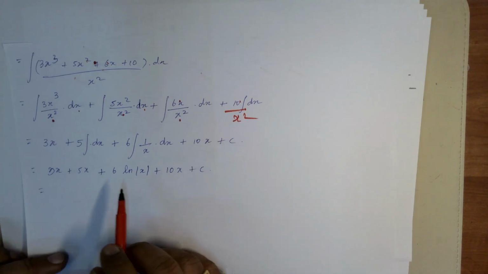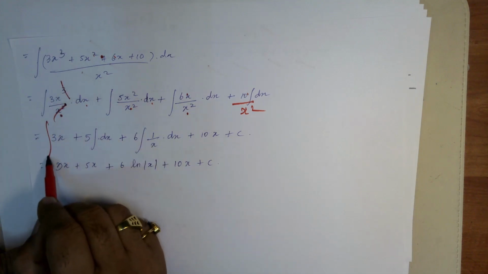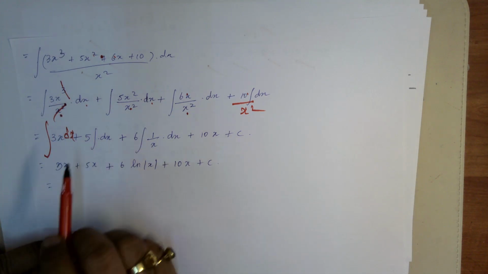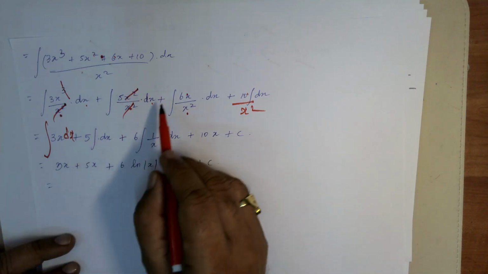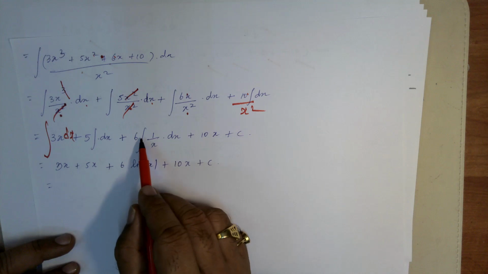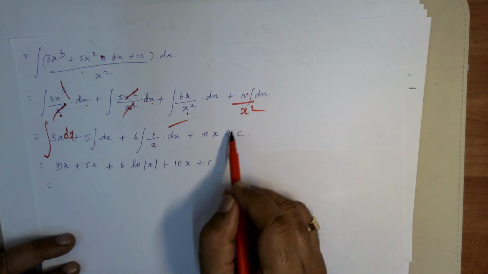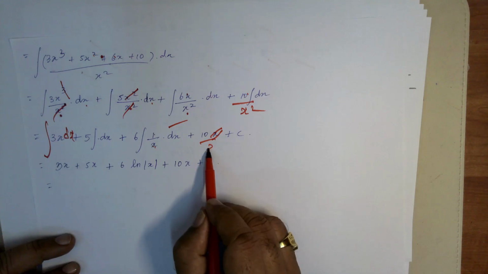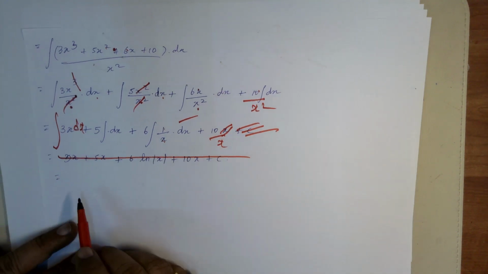So what happens here? x cubed by x squared is x, so you still have 3x dx. We'll put this, and this is cancelled. So 5 dx. And what about this? x squared, 6 into 1 by x dx. And here 10 by x squared. You have not at all integrated. Finally, you have to do the integration.